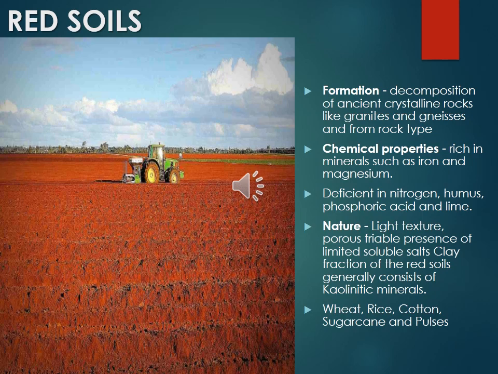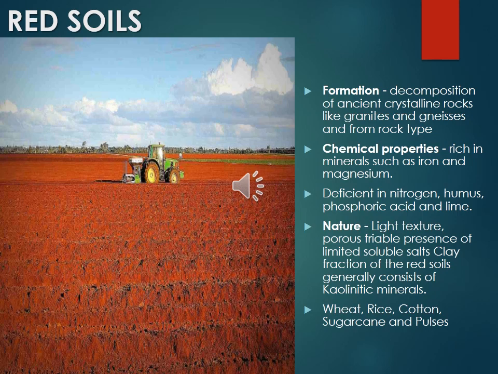Where can you find red soil? The eastern part of the Deccan Plateau, the southern states of Kerala, Tamil Nadu, and Karnataka, and in North India, the Chotanagpur Plateau, which is in Jharkhand.